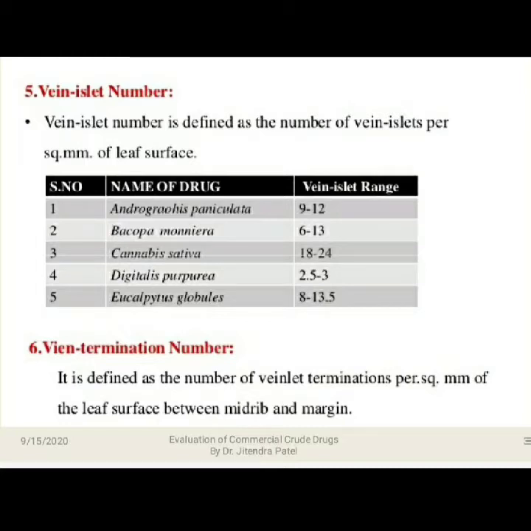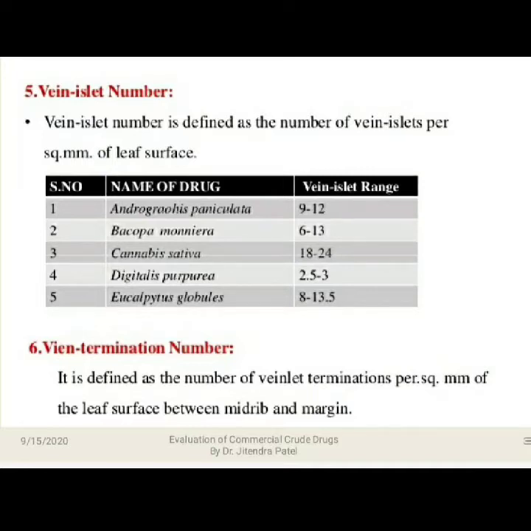veinlet number is defined as the number of veinlets per square mm area of the leaf surface, right? So how many veins there are, starting from the margin or from the midrib, and intersecting to the other corner. Again, we have to do the same in square form, per square mm area. We need to trace and find out how many veins fall in between the 1 square mm area, and that we are going to count. So that will also have a specific range, right?